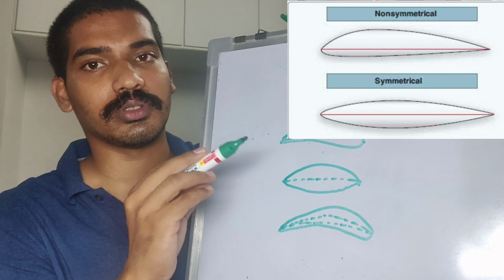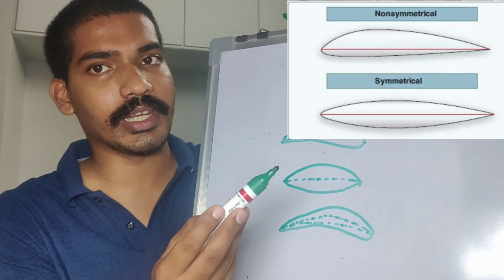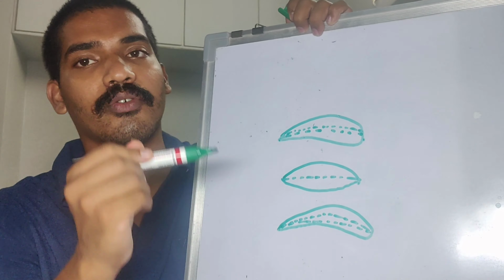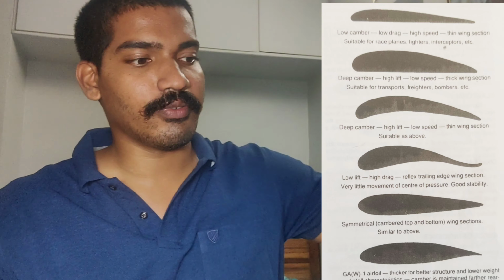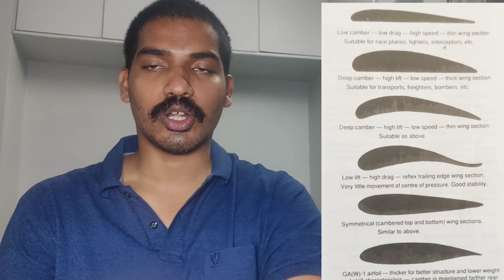So in case of symmetrical, there are no variations of it, but in case of an asymmetrical aerofoil, there are a lot of variations. So it will be coming up on the screen, the variations of an asymmetrical aerofoil. So you can see there are aerofoils with low camber, deep camber, another deep camber with high lift and low speed.